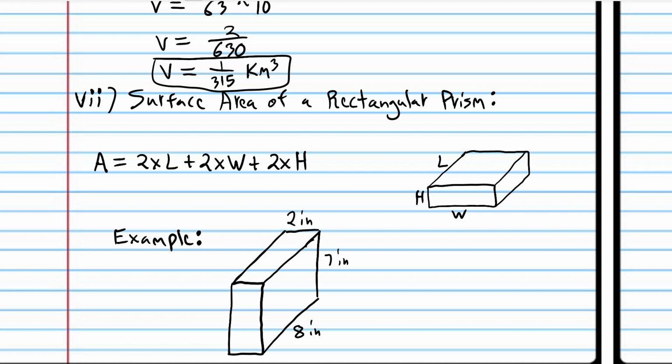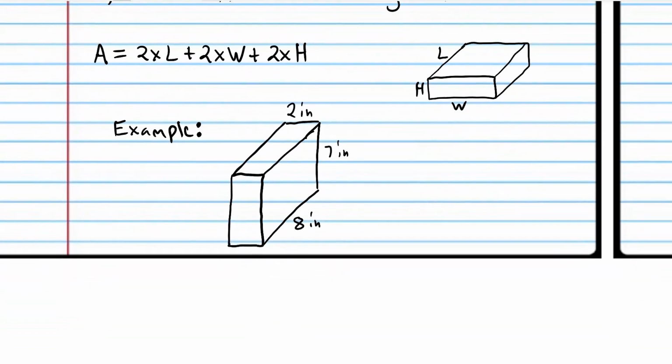Area is 2 dimensions, so surface area is not measuring the space inside the box. Surface area is measuring the sides of the box. How big is this side? How big is this side? How big is this side? So we're actually measuring area of a rectangular prism, not the volume.